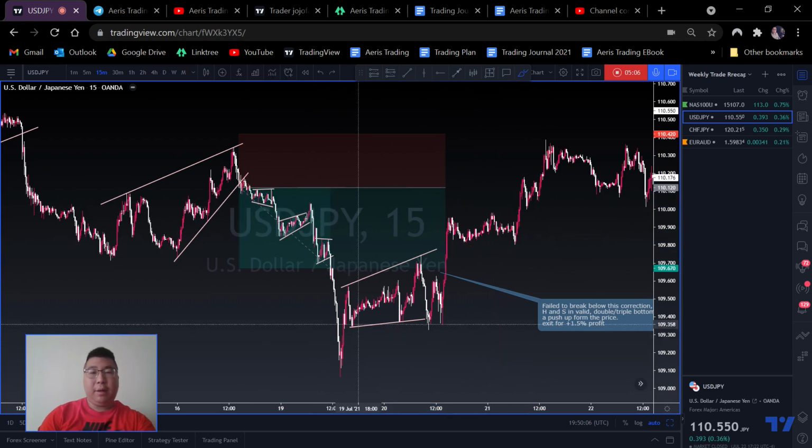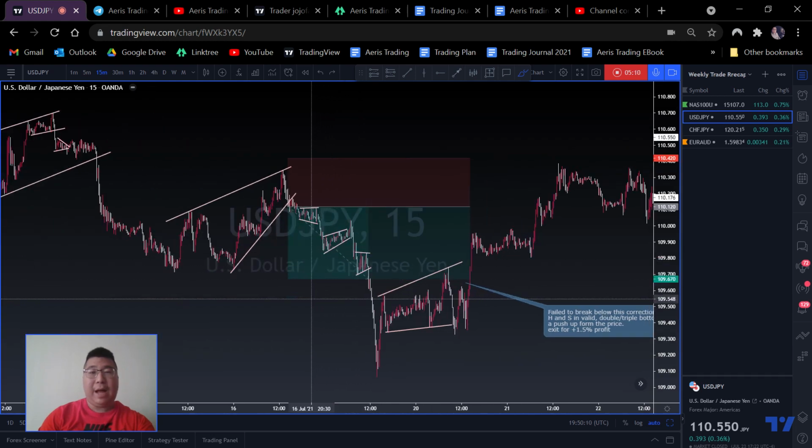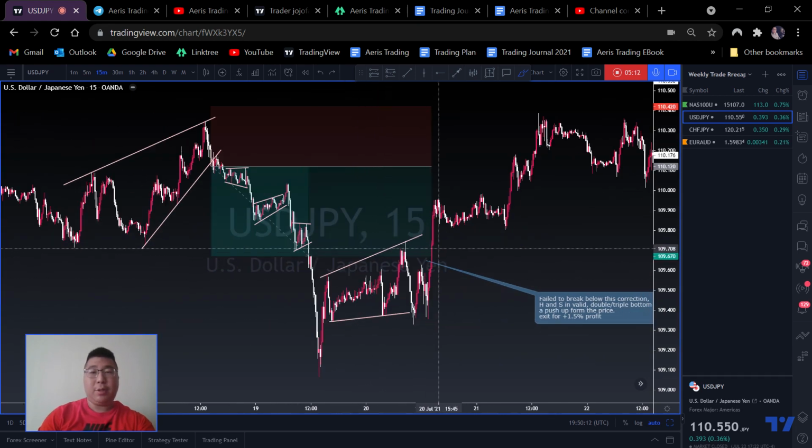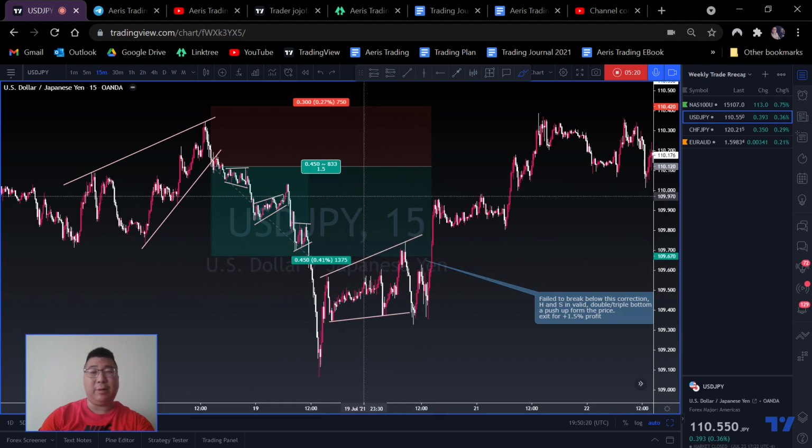So even though I didn't exit at the very bottom, which is very hard to do, right? We understand that we're reacting to what the market is doing, but we still need to secure profit. I secure profit here. I could have probably secured maybe 2%, but 1.5%. I want to give the price a little bit of room to correct if that's what it's going to do.